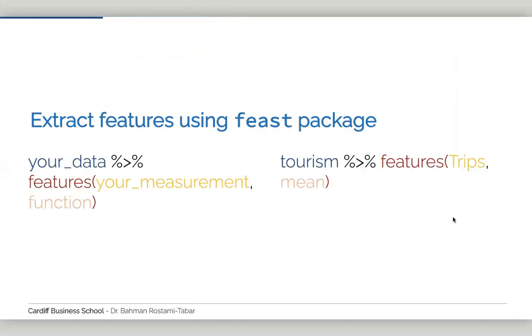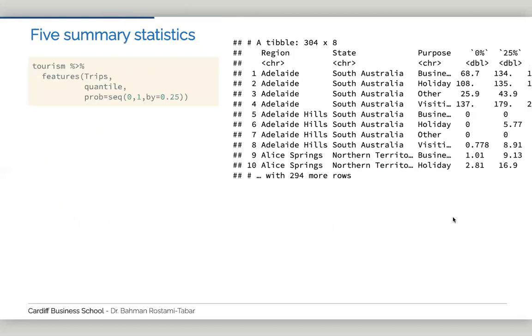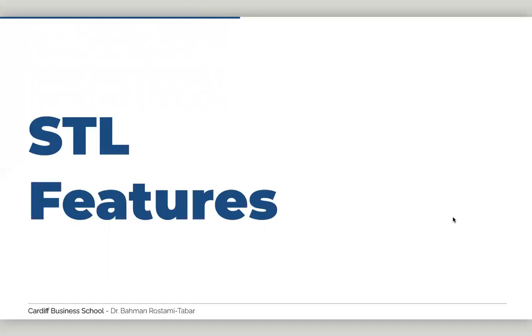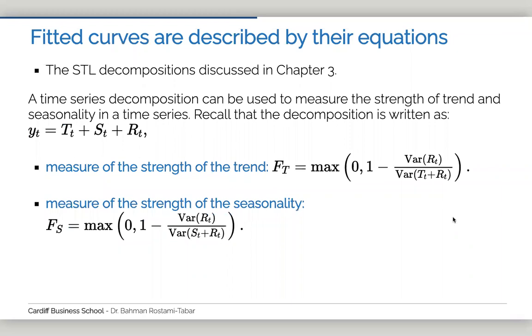Now, another set of features of the time series that we can extract is related to decomposition. Autocorrelations are very interesting as well, because they can tell us a lot about the characteristics of a time series. But STL features are important because, as we can see, they give us information about the strength of trend and seasonality in the data.